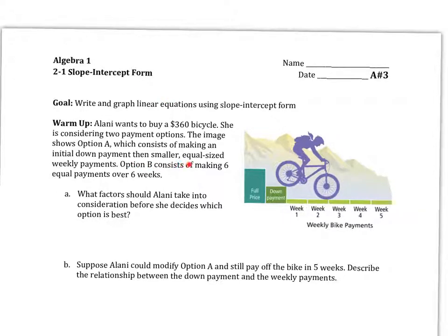Next, suppose Alani could modify option A and still pay off the bike in 5 weeks. Describe the relationship between the down payment, this column, and the weekly payments there. So take some time to consider that.